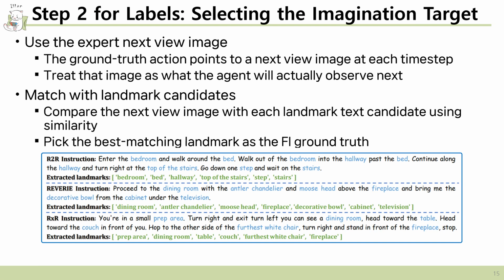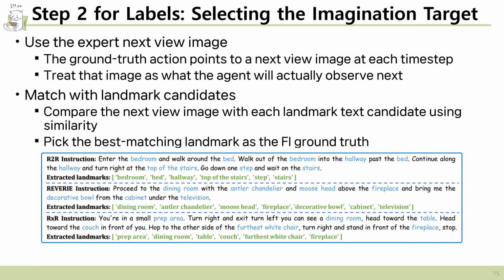So we can treat the next view images as what the agent will actually see next. Now we also have a list of landmark words from the instruction, like bedroom, hallway, or stairs. The question is, which one should be the imagination level for this step? The paper matches the next view image with each landmark candidate using a similarity score. Then it picks the best match. The best landmark becomes the ground truth imagination level for this time step.